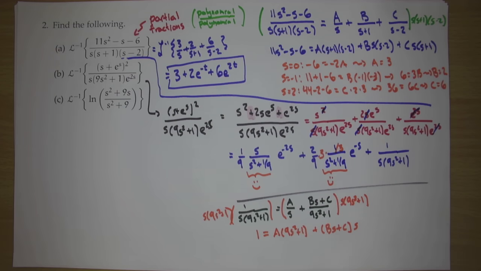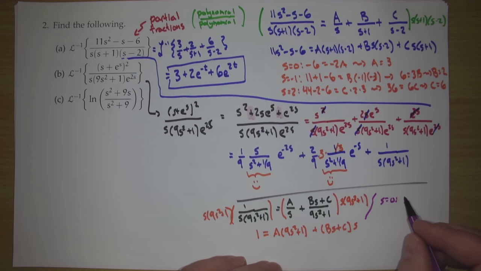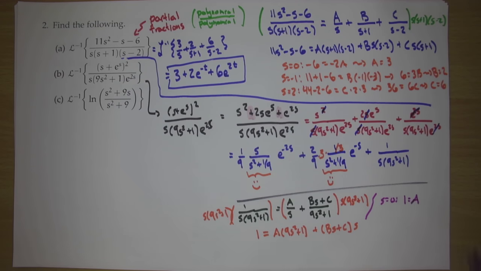There's one good choice. Should we go ahead and make that choice now? What's the good choice that pops out? 0. So, okay, S equals 0. We make our good choice. We come to the conclusion that 1 equals A. Okay, that's good news. All right, well, what about the rest?